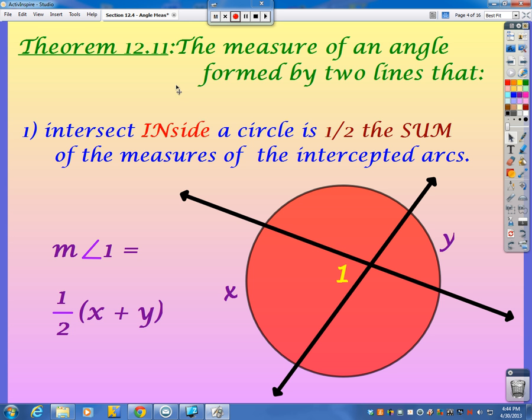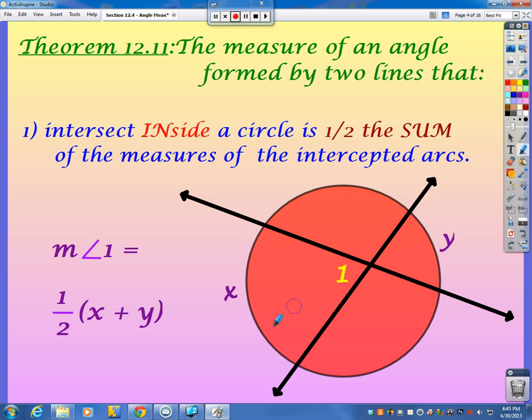First theorem of the lesson says the measure of an angle formed by two lines that intersect inside a circle is, like, do I get to count this? Oh, I don't get to count. This is a fraction. 1/2 the sum of the measures of the intercepted arcs. That's getting really tiring. So, yeah, let's retire you count. I'm getting winded.